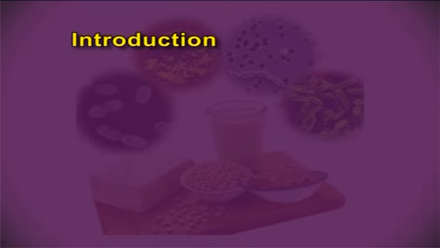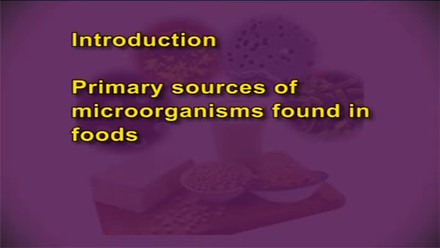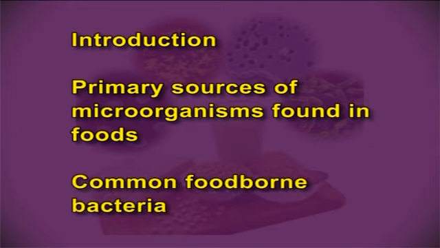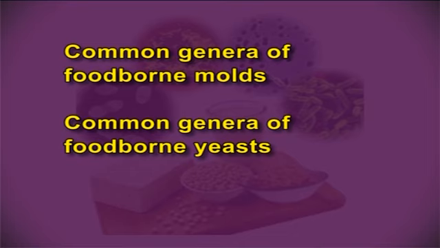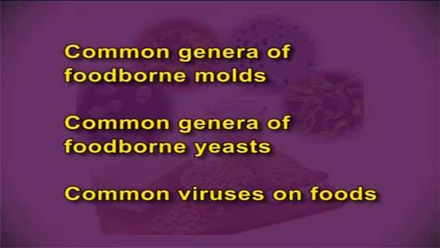Today, we shall discuss the topic microorganisms in foods, under the subheadings: 1. Introduction, 2. Primary sources of microorganisms found in foods, 3. Common foodborne bacteria, 4. Common genera of foodborne molds, 5. Common genera of foodborne yeast, and at last 6. Common viruses on foods.